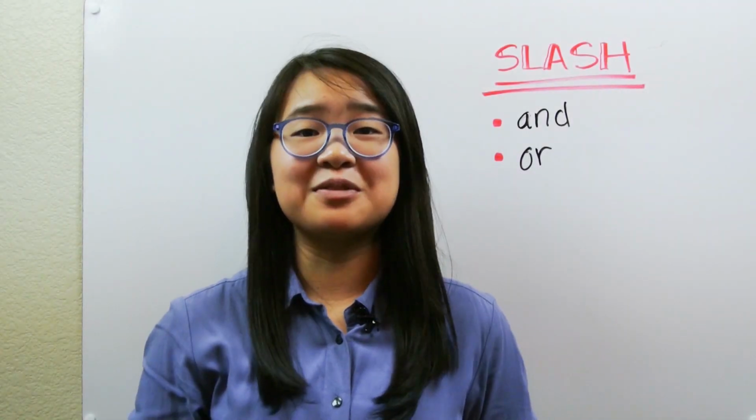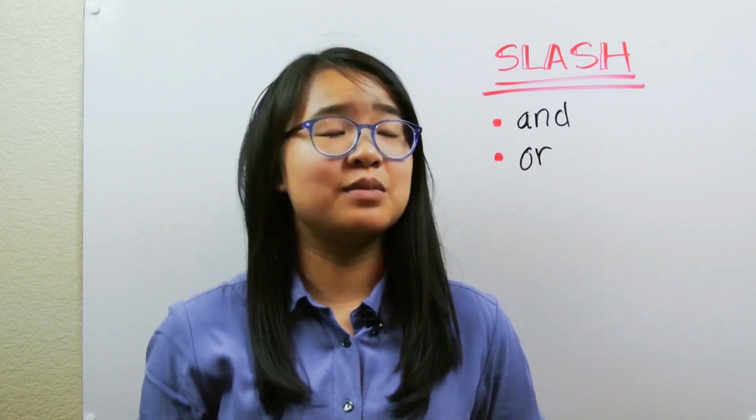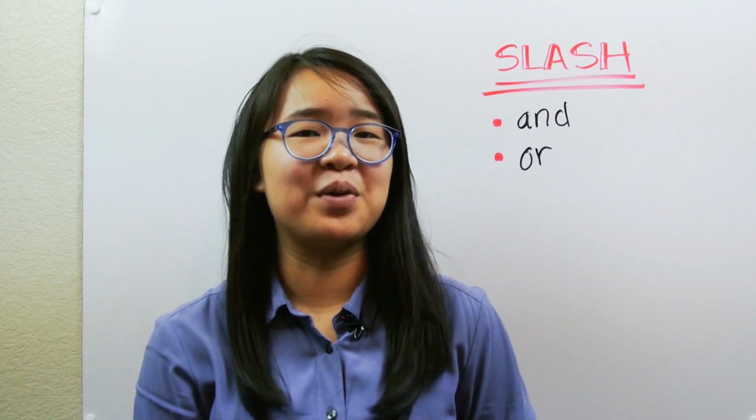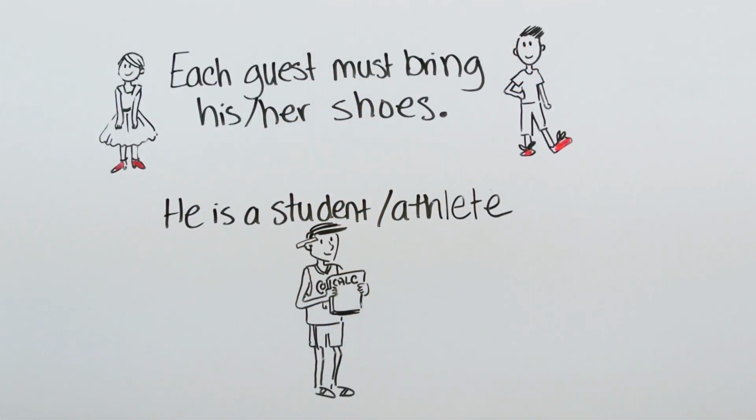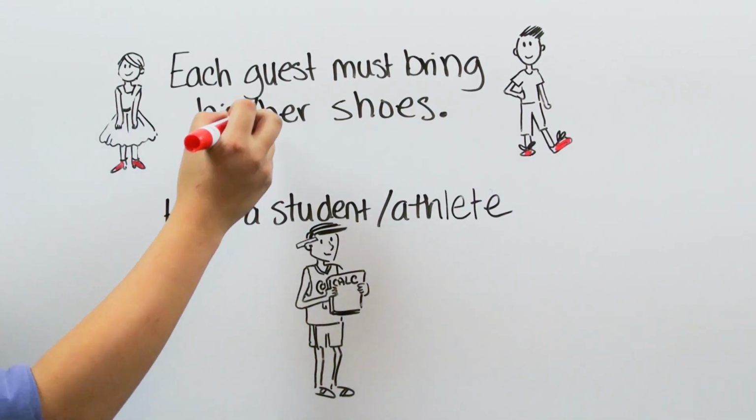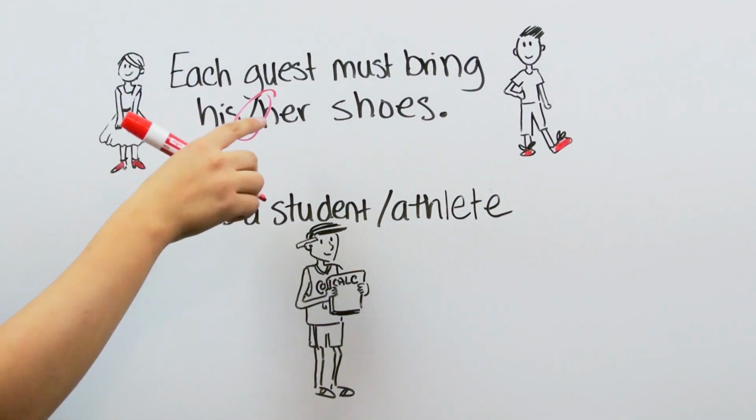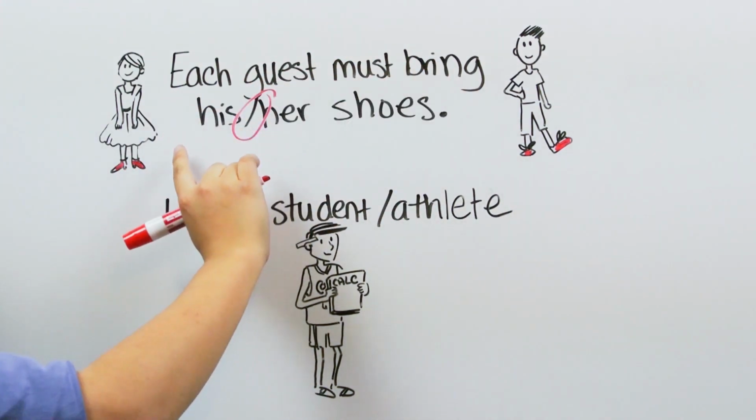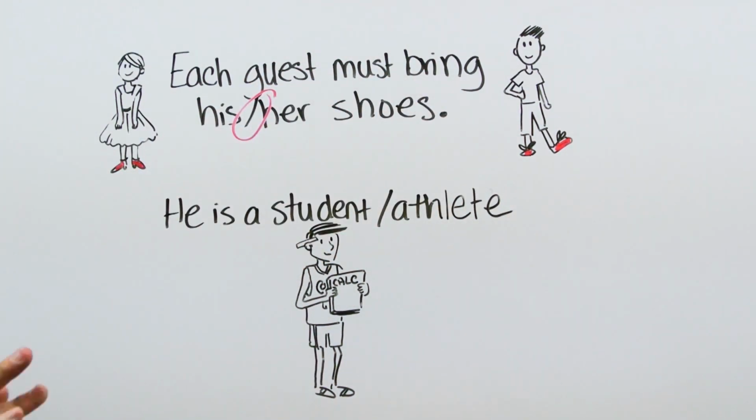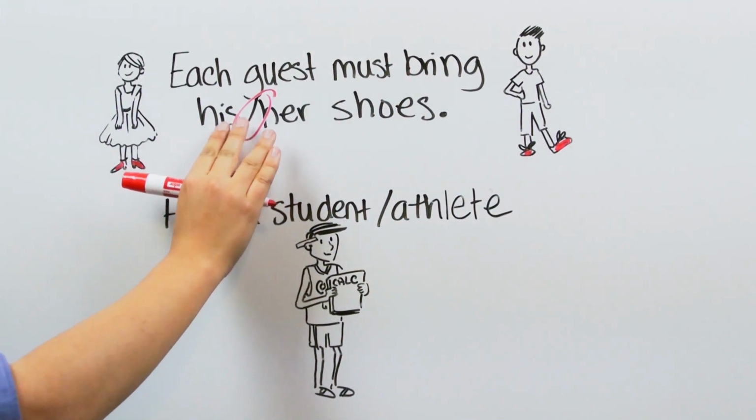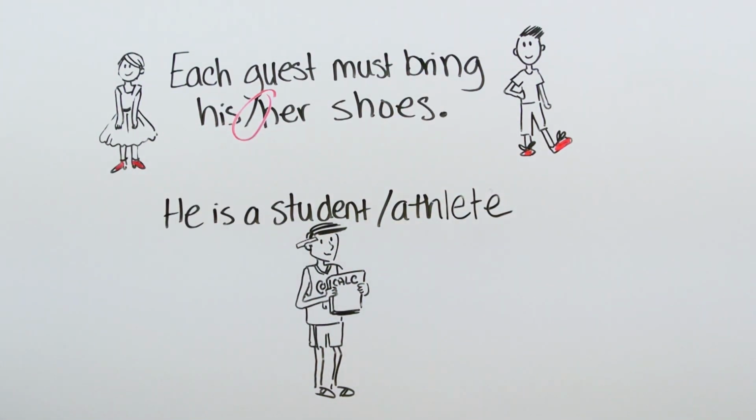A slash is a forward slanted line that is often used to mean either and or, and sometimes both. For example: each guest must bring his/her shoes. In this case, the slash means or. Each guest must bring his or her shoes. The guests, who are either male or female, will bring his or her shoes.